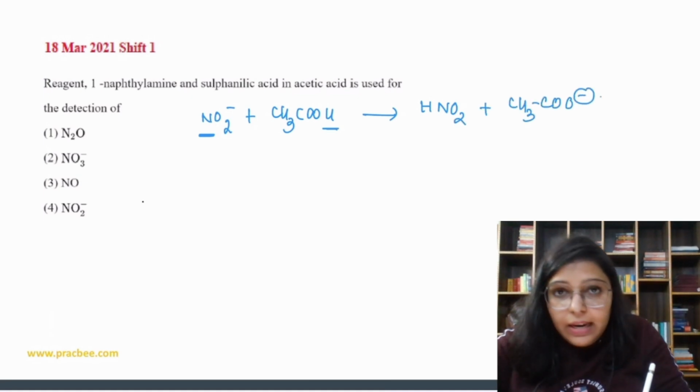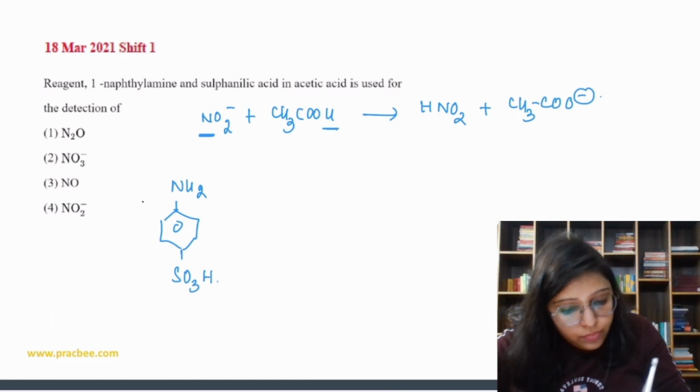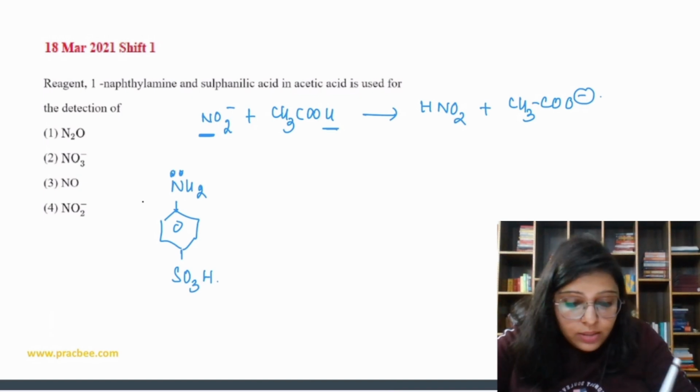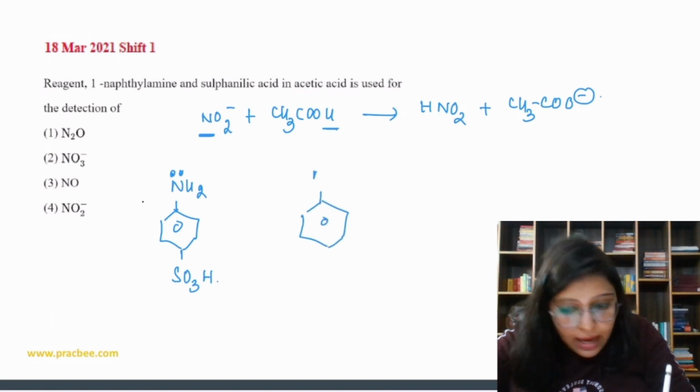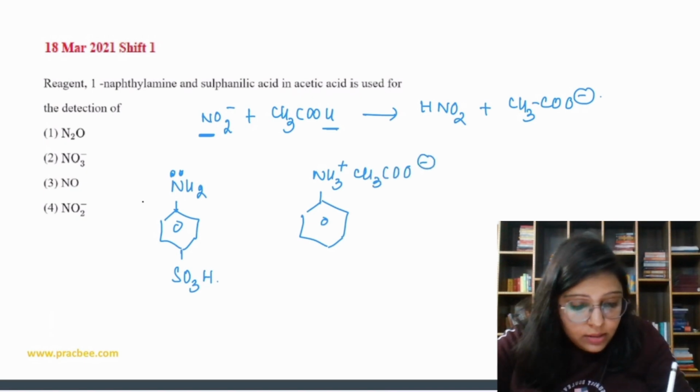Now we have sulfanilic acid. Sulfanilic acid has NH2 and we have SO3H. Okay, so now what happens? This is an acid now and this is the base. Okay, so NH2 is the base, so we are going to form this NH3 positive and CH3COO minus. Okay, so we are going to get this kind of salt. Understood? We are going to get this kind of salt.